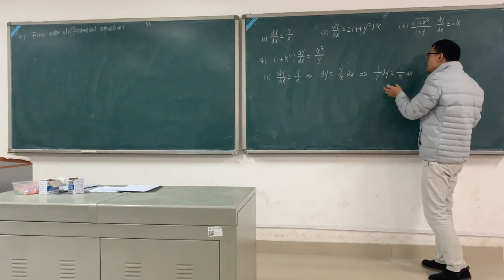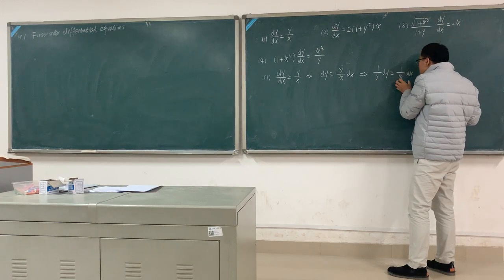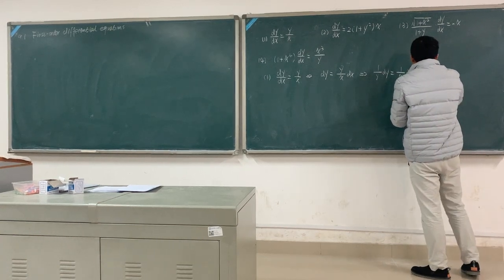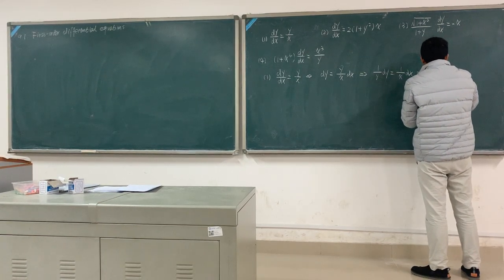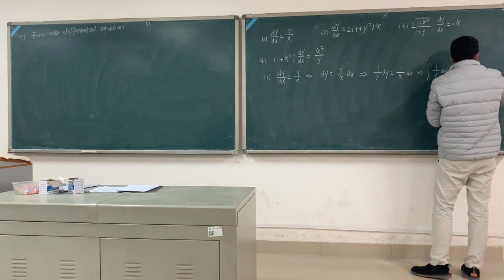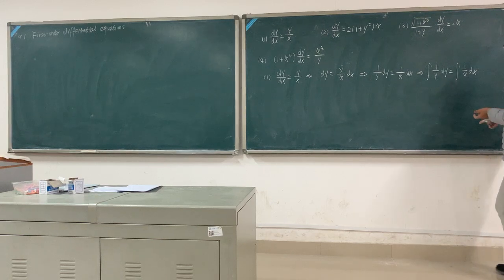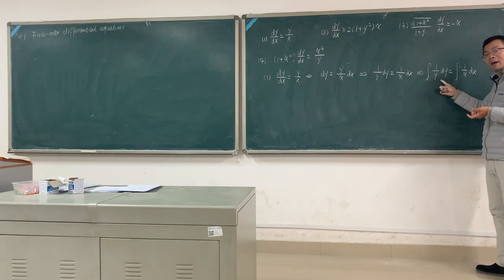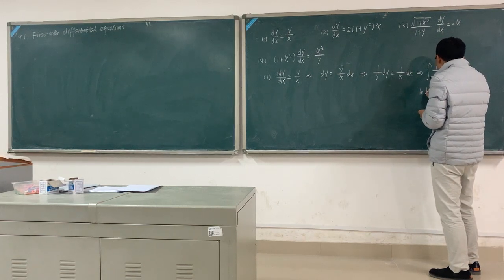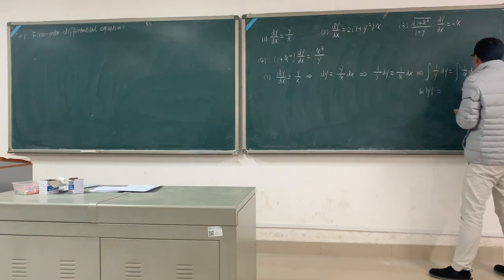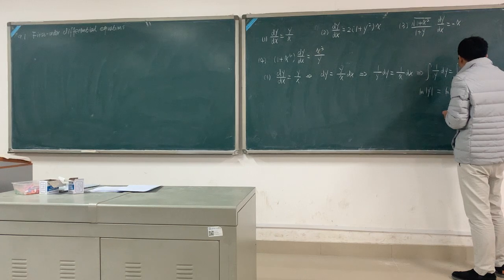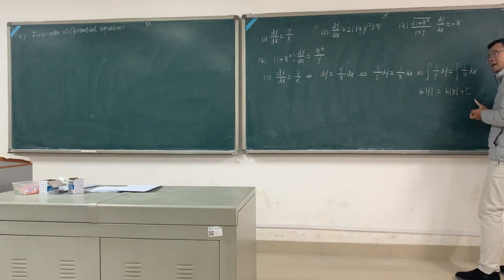Now from here we can see the left hand side we just have y, the right hand side we just have x. So we find the antiderivative on both sides. The antiderivative of 1 by y is ln absolute value of y, and the antiderivative of 1 by x is ln absolute value of x, plus the constant C.